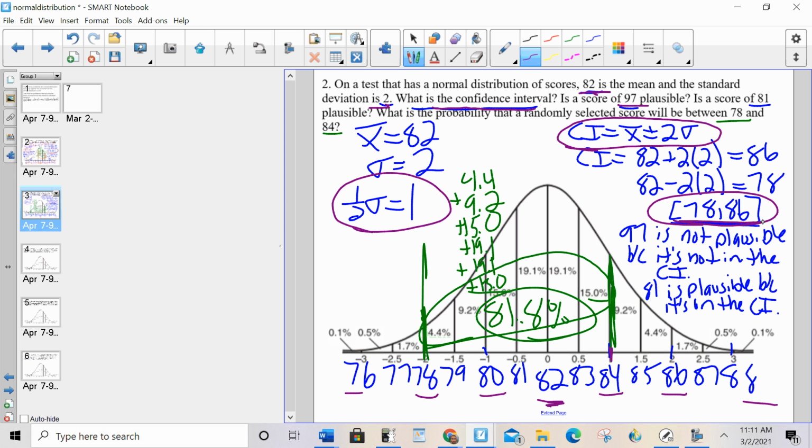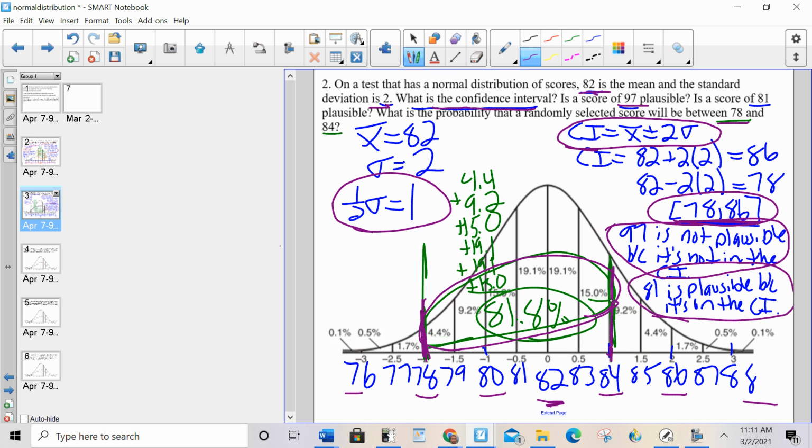97 is not between 78 and 86, so 97 is not plausible because it's not in the confidence interval. 81 is between these values, so 81 is plausible because it's inside the confidence interval. The final question asks for the probability that a randomly selected score will be between 78 and 84. So I found 78 on my curve, I found 84 on my curve, and I added up all the numbers in between. I popped them into the calculator. I got my 81.8%.